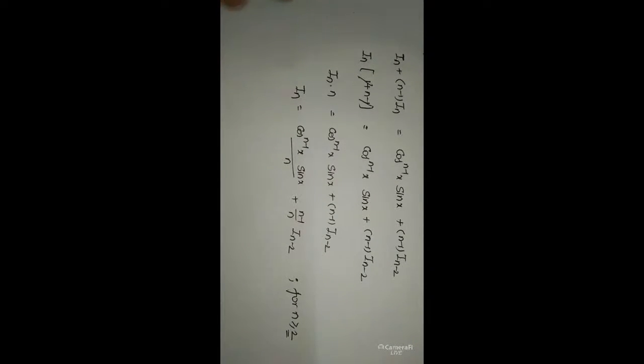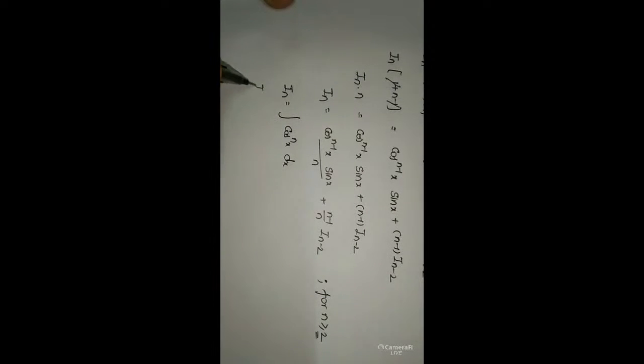So to find the values of I_0 and I_1, we take the integration value. What is I_n? I_n is equal to integral cos^n x dx. First we take n is equal to 0 here, that is I_0 is equal to integral cos^0 x dx, that is integral 1 dx, and integration of 1 is x. So this is x plus c. Now to find the value of I_1, we substitute n is equal to 1 here, that is integral cos^1 x, and integral cos x is equal to sin x plus c.